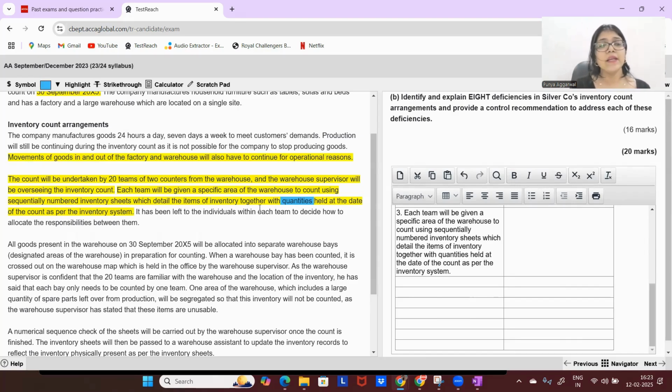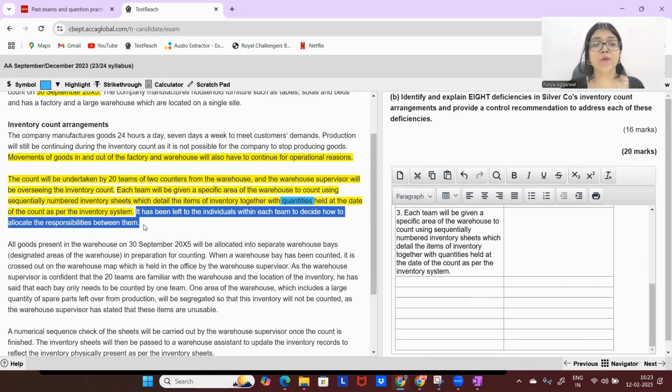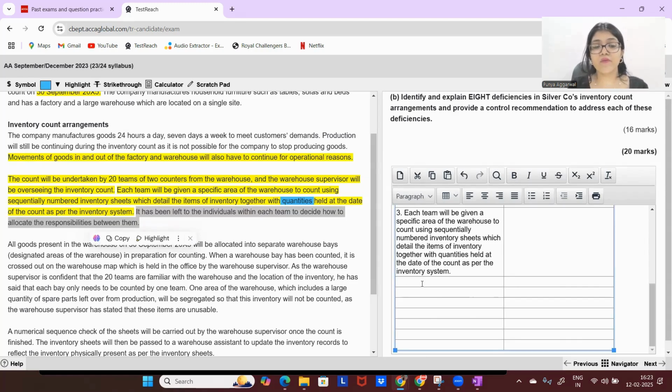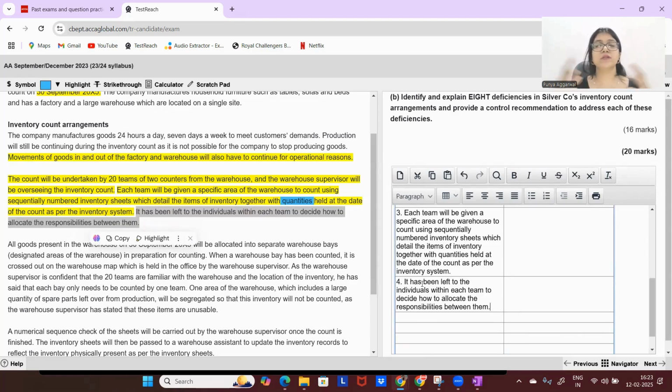Okay, it has been left to the individuals within each team to decide how to allocate the responsibilities within them. Again, this is a problem. How is this a problem? Because if there are some conflicts happening within the team, because nobody has actually set up their responsibilities, so if they have not set up their responsibilities, there can be a situation wherein they have conflicts in between, due to which there are some errors or frauds happening in the inventory count.